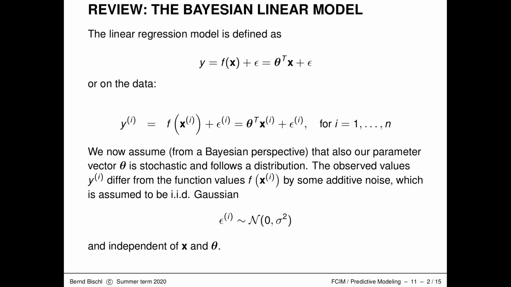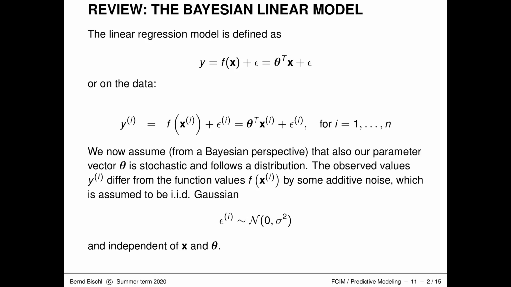Here also on that slide, not that much new stuff is going on, so we will now consider very simple linear regression as a model where y equals theta transpose times x plus some error term epsilon. And we can also write down that model here on the data where all of the observations and outcomes get in and the error terms get in superscript index i. Of course, because we are now working from a Bayesian perspective, our parameter vector theta is also stochastic, so it has become a random variable, and it follows a certain distribution, and estimating its posterior distribution, given that we have seen all of our training data, that's actually what Bayesian estimation is all about.